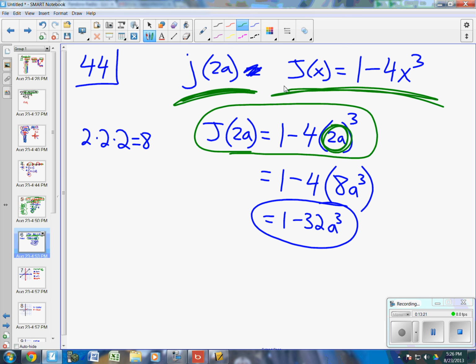Following order of operations, I can cube both the 2 and the a since they're both inside. Well, 2 cubed, right over here, I wrote it 2 times 2 times 2, which is 8. So now I have 1 minus 4, parentheses, 8a to the third power. Since a is a variable, we just have to write to the third power. Then I can multiply 4 times 8 because 8 no longer needs to be raised to a power, and I get negative 32. So my answer is 1 minus 32a cubed.